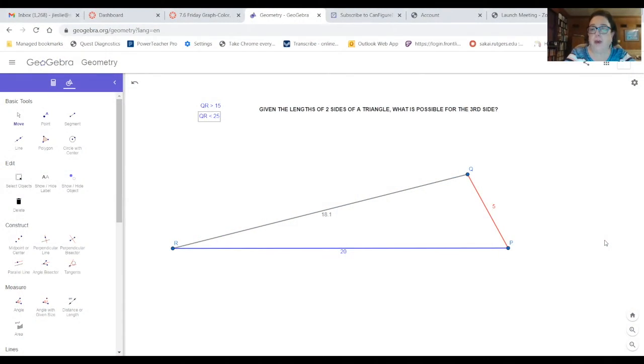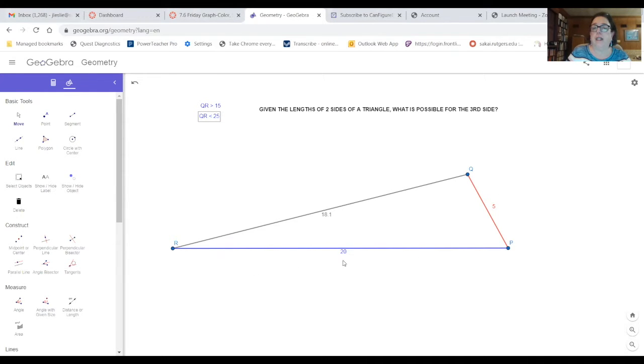This is a little video about the triangle inequality, about the relationship and the restrictions on the lengths of the sides of a triangle. Specifically, if we have two sides and we know them, how is the third side defined by that? How is it limited? So we start with this triangle PQR.